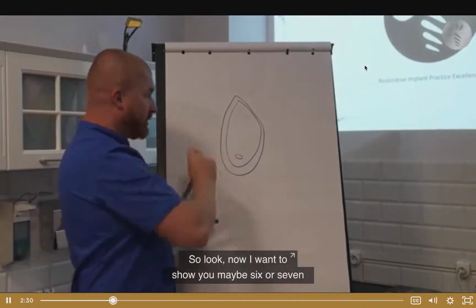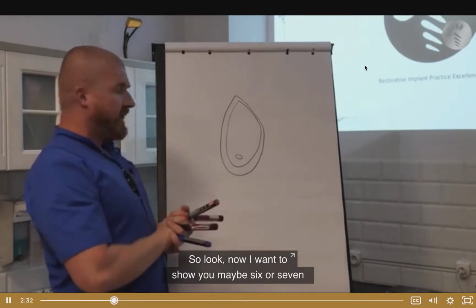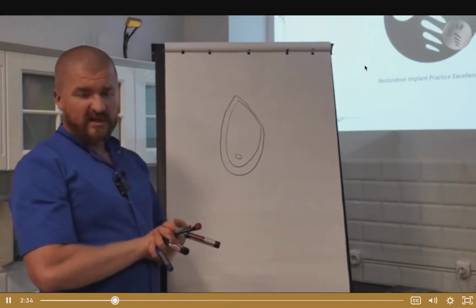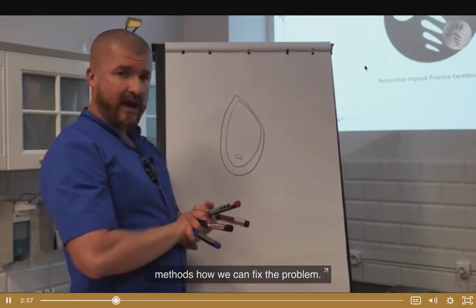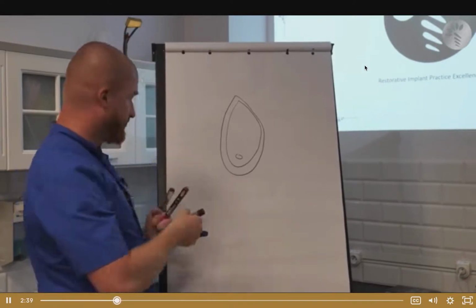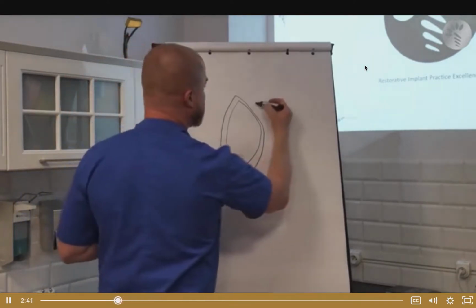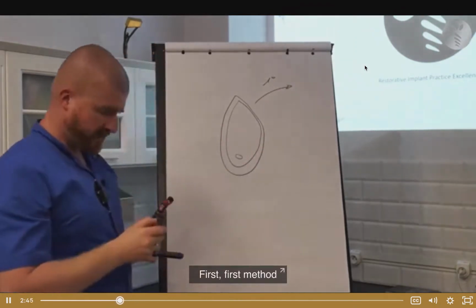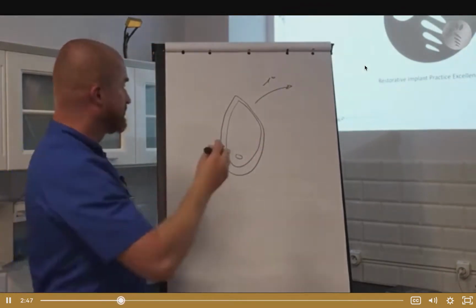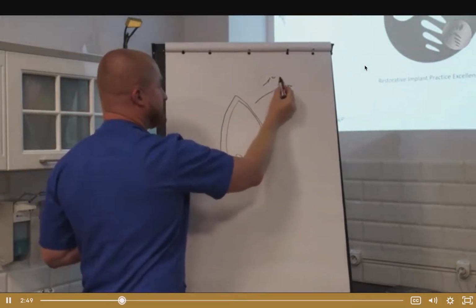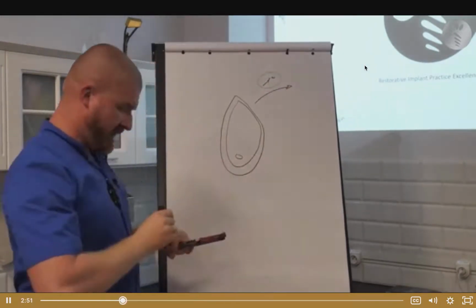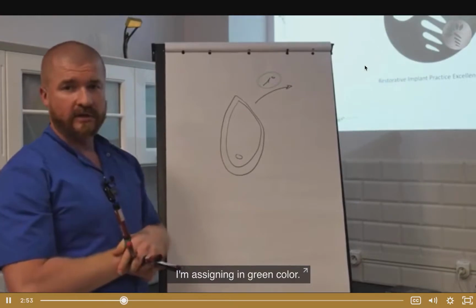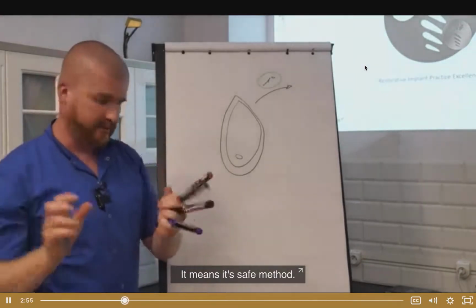So, look. Now I want to show you maybe 6 or 7 methods of how we can fix the problem. First method, I'm signing in green color. It means it's a safe method.